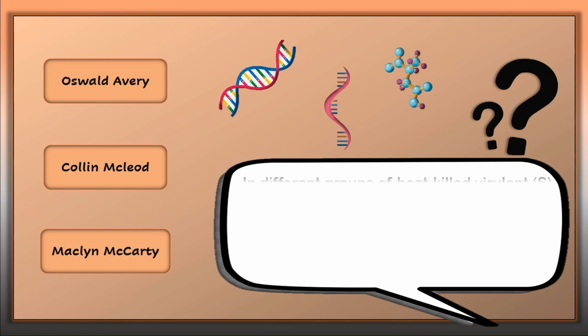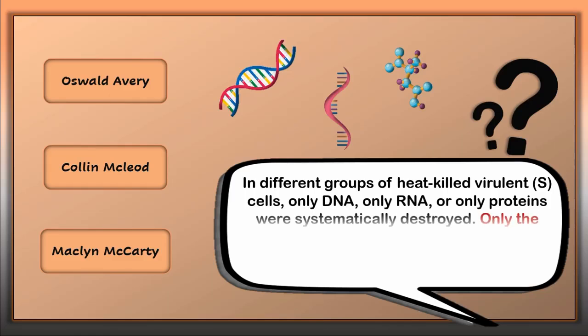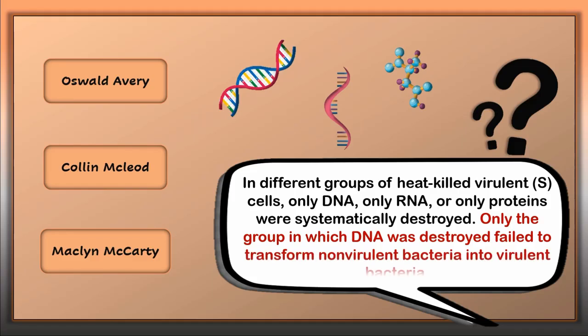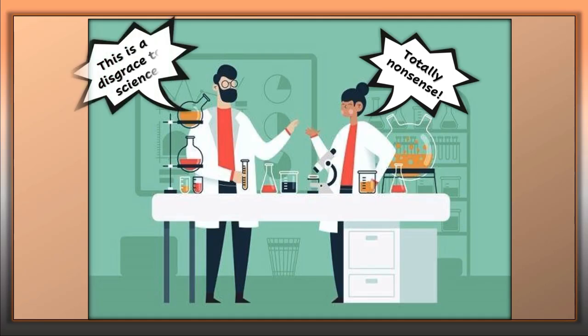In different groups of heat-killed virulent S cells, only DNA, only RNA, or only proteins were systematically destroyed. Only the group in which DNA was destroyed failed to transform non-virulent bacteria into virulent bacteria. Therefore, it was clear, now DNA is our man. However, many scientists did not accept these results, and other teams of scientists continued to perform experiments.